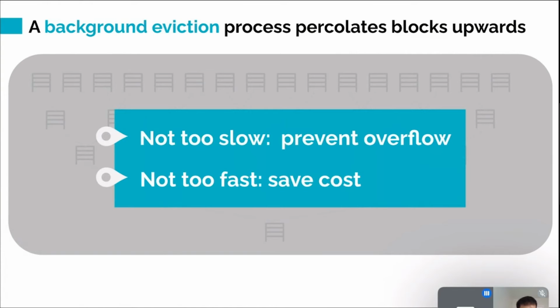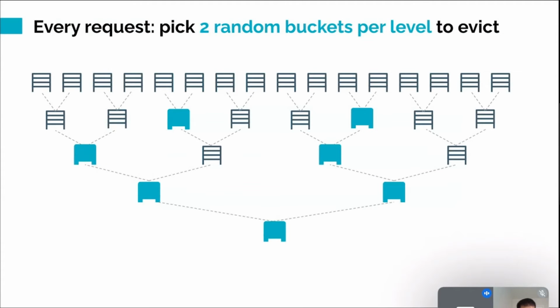There are some challenges when we design the eviction process. At a very, very high level, we don't want to spend too much work doing the eviction, because if it's too much work when amortized to each request, the cost will be too high. But we also don't want to do too little work, because then it's not enough to prevent overflow. So we have to strike a balance between these two goals. Here's one scheme that is known to work.